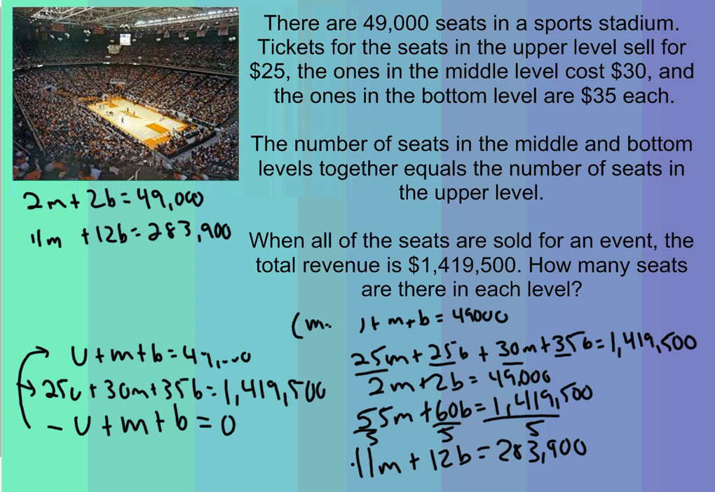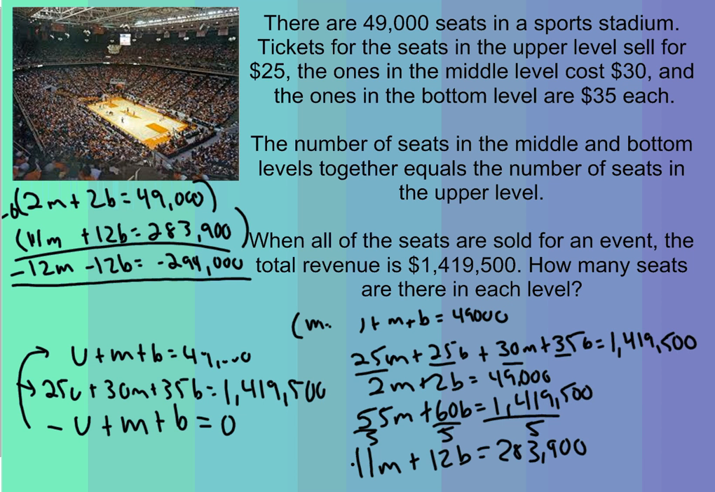So now, hang with me here. I know this is a long problem. Before I even want to subtract, I want to multiply this times a negative 6. So that's going to be negative 12M minus 12B equals negative 49,000 times 6, so that's going to be negative 294,000.